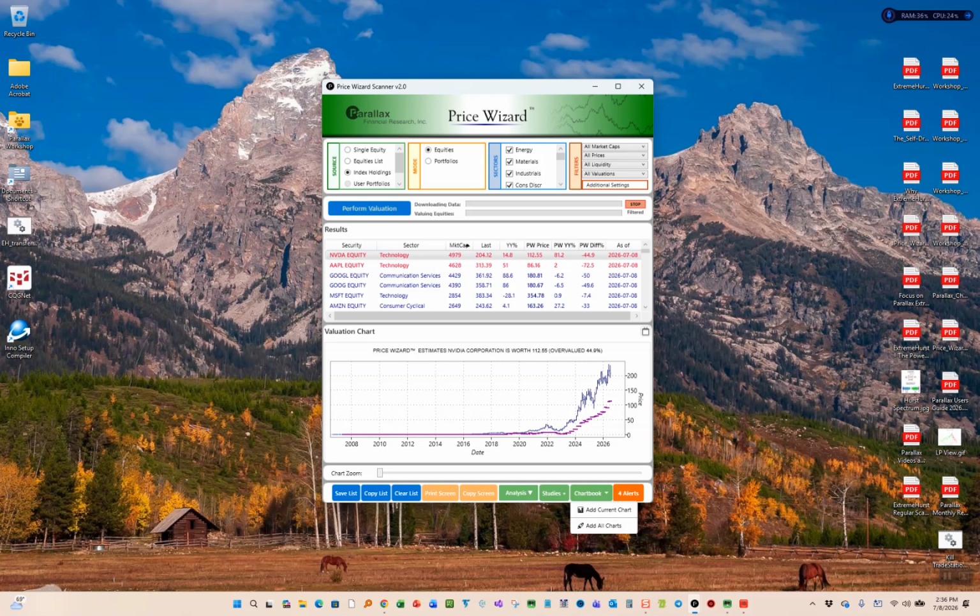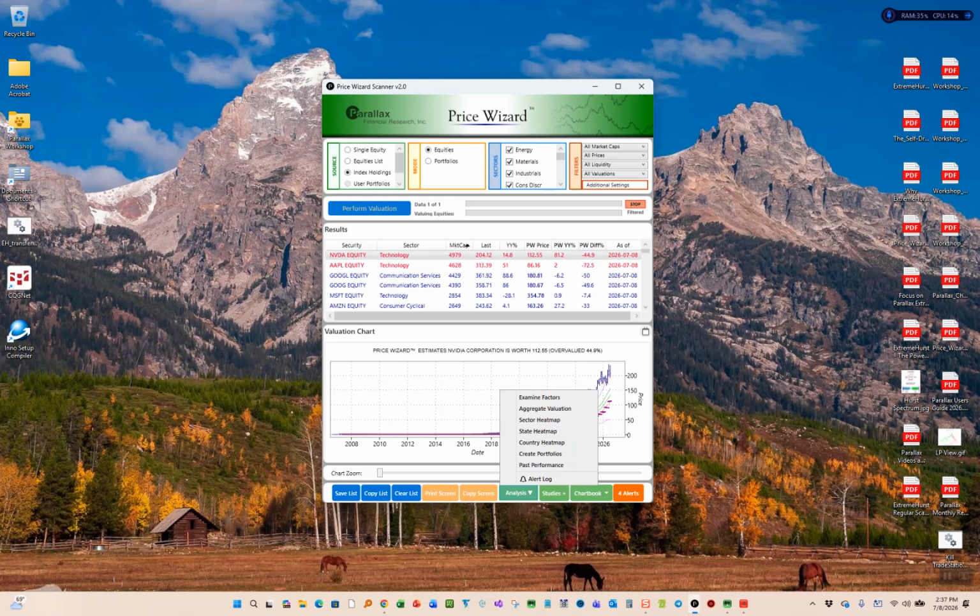Under studies, we can add additional studies to this. So let's do that. It will add Extreme Hurst and Smart Channel and some of the other studies, the Hurst bands, onto the NVIDIA chart. So it'll just add it to one chart. Under additional settings, if you wanted to add to all the charts, you can set it to do that. It takes some time, and there were no extensions in there.